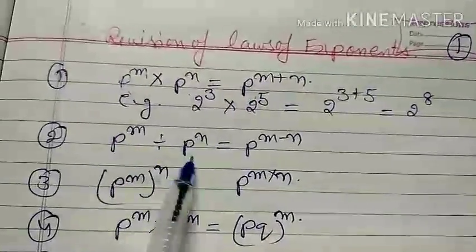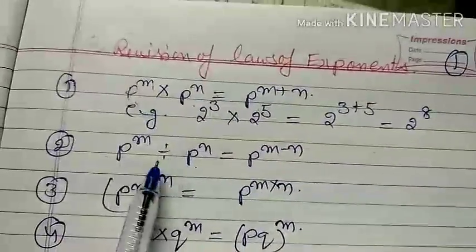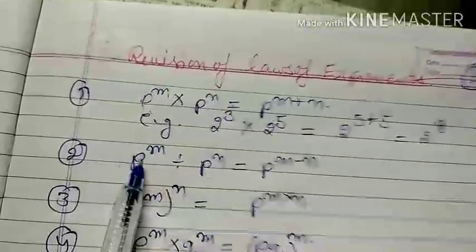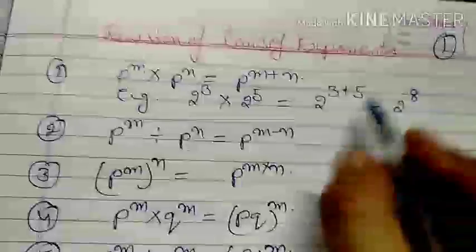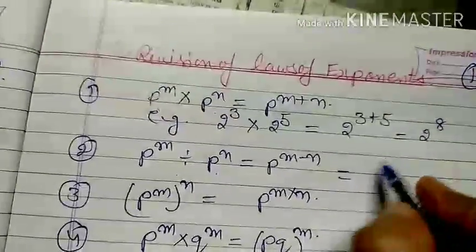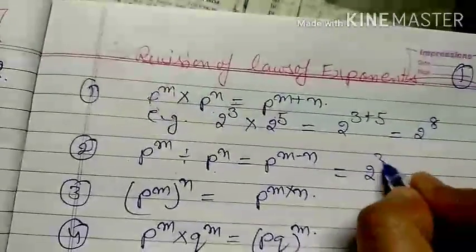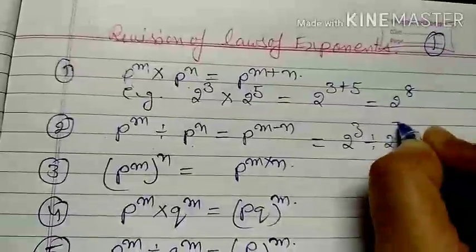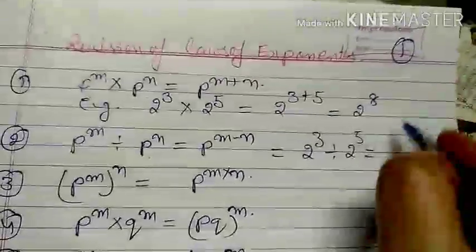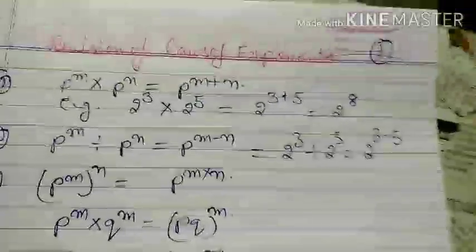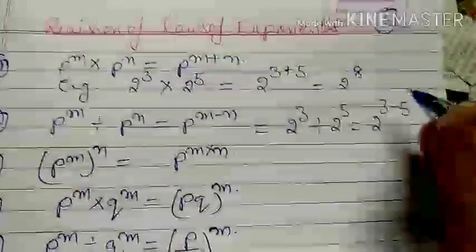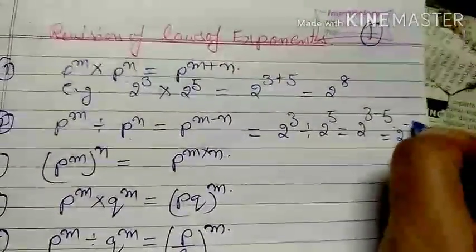Similarly, if your base is the same, but instead of multiplication there is a divide sign, you just write the base once and subtract the powers. Like here, same question. If I have 2 raised to power 3 divided by 2 raised to power 5, I just write the base once and subtract the powers. The second power should be subtracted from the first, so that gives me 2 raised to power minus 2.